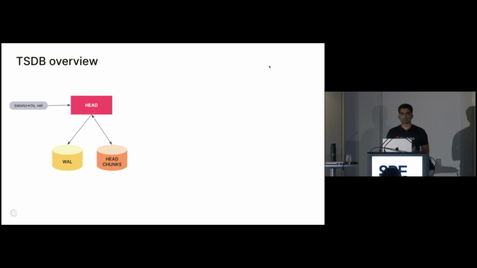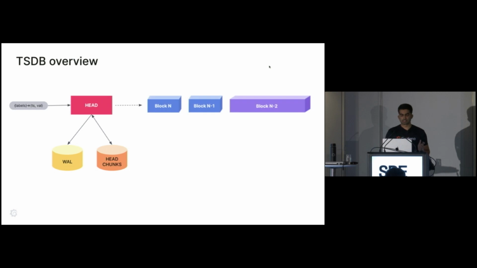And once we have stored the data in the in-memory head block, we convert this into persistent blocks. So when I just say block, it means the persistent block, which is the blue or the purple one here. And when I say head block, it's the in-memory thing. So let's first start with putting a sample into the head block.